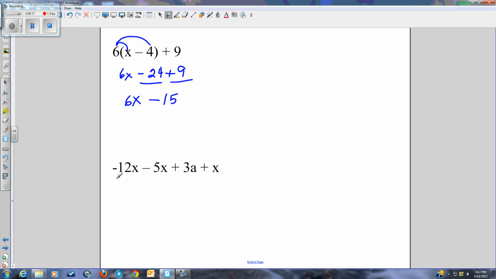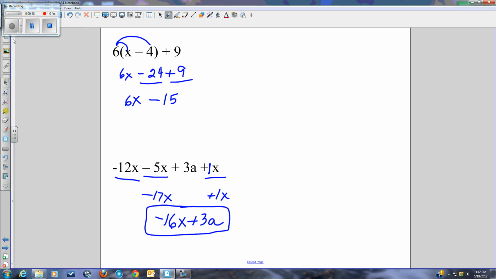Next, we have negative 12x minus 5x plus x. We've got 3 like terms here, so we need to combine those. You can think of this as a 1x if you want. Negative 12x minus 5x is negative 17x. And then you have to add this 1x onto it, so we get negative 16x. We still have this plus 3a hanging around, so we need to bring that down. And this is as simplified as we can get this.